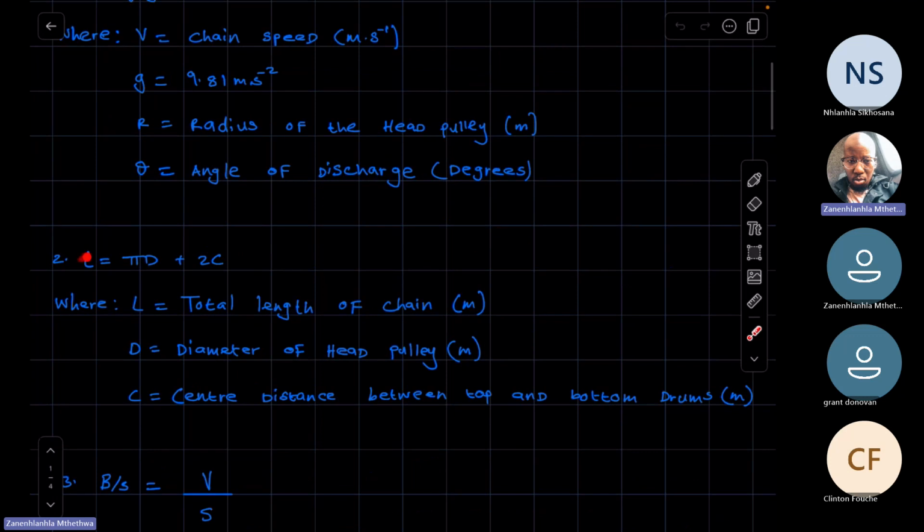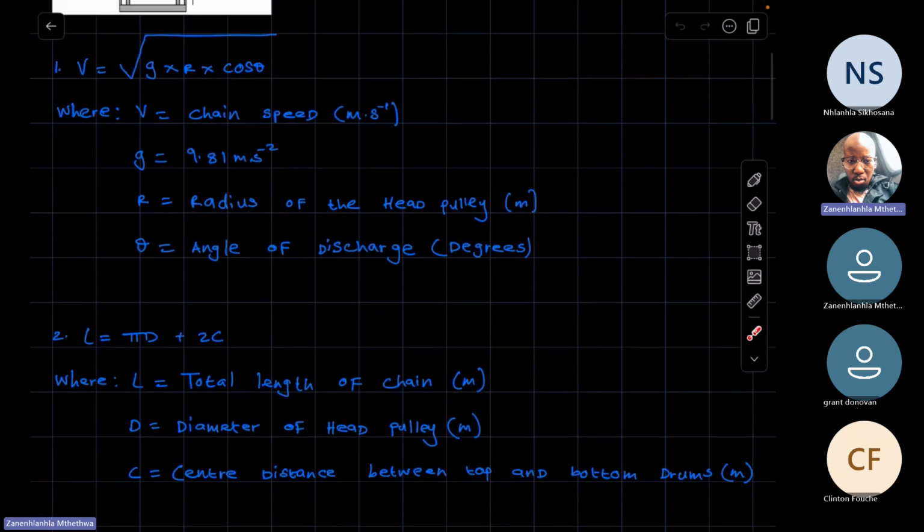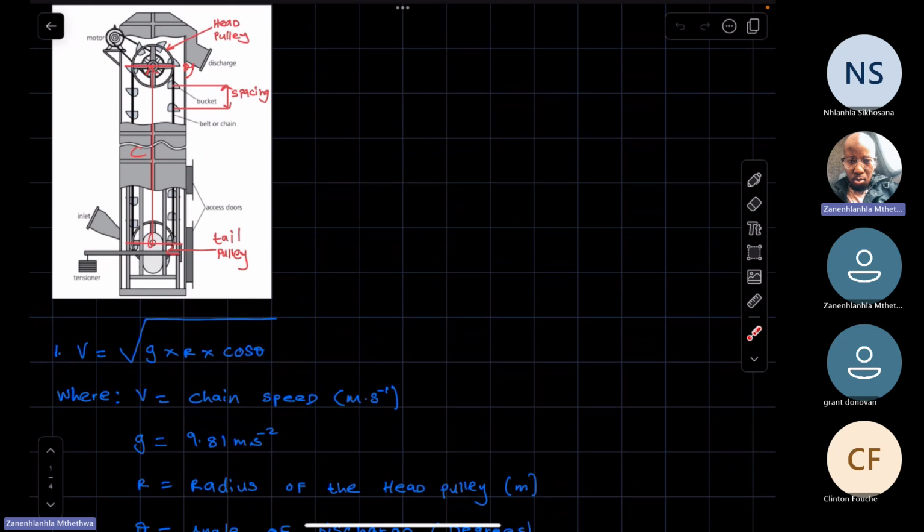And then we have this one, the length. That is the length of the chain, essentially the length of the whole chain. Now, as you can see here, you have part of the chain going around this pulley and part of the chain going around this pulley, the tail pulley. So essentially to get the length of the chain, you do that by adding up the center distance between the two pulleys.